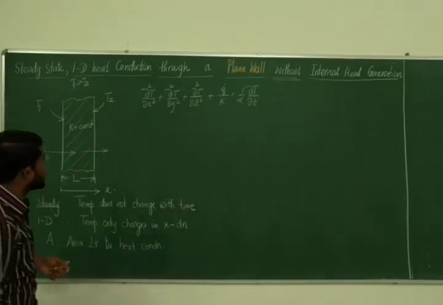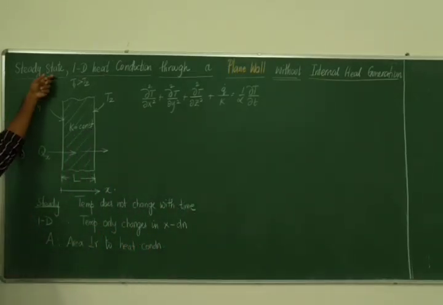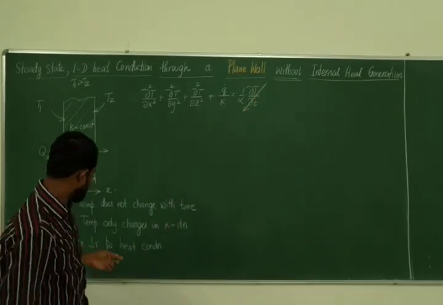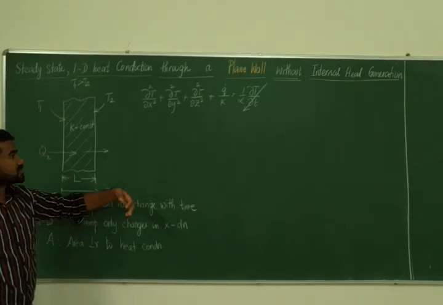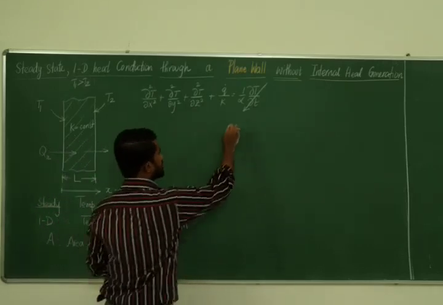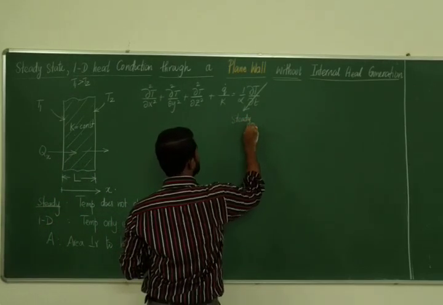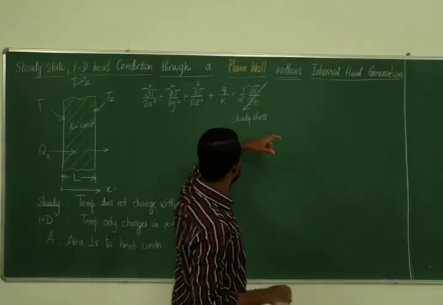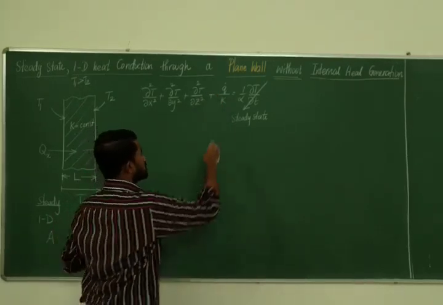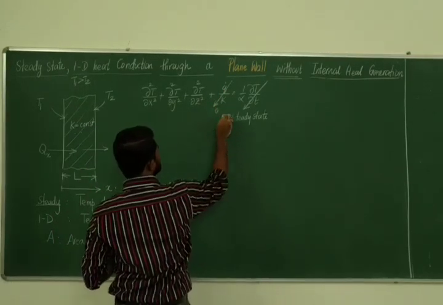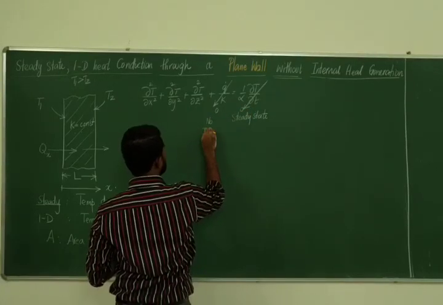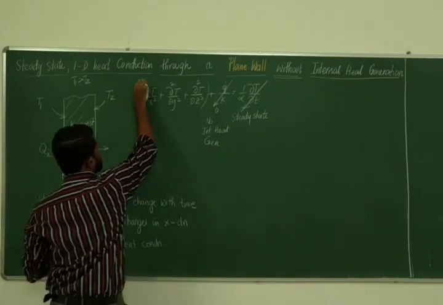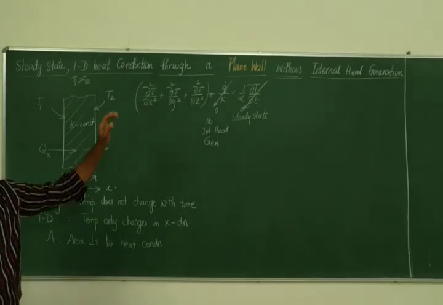Now, we are going to make assumptions. What is the first assumption? Steady state. Because it's a steady state heat transfer, temperature dependence on time is 0. Temperature does not change in time. So the change of temperature with respect to time is going to be 0. So this is 0 because I am going to assume steady state, without internal heat generation. Where is the heat generation term here? q̇. So there is no heat generation. So this is also going to be 0. Right? So by that assumption, this term is also going to go.